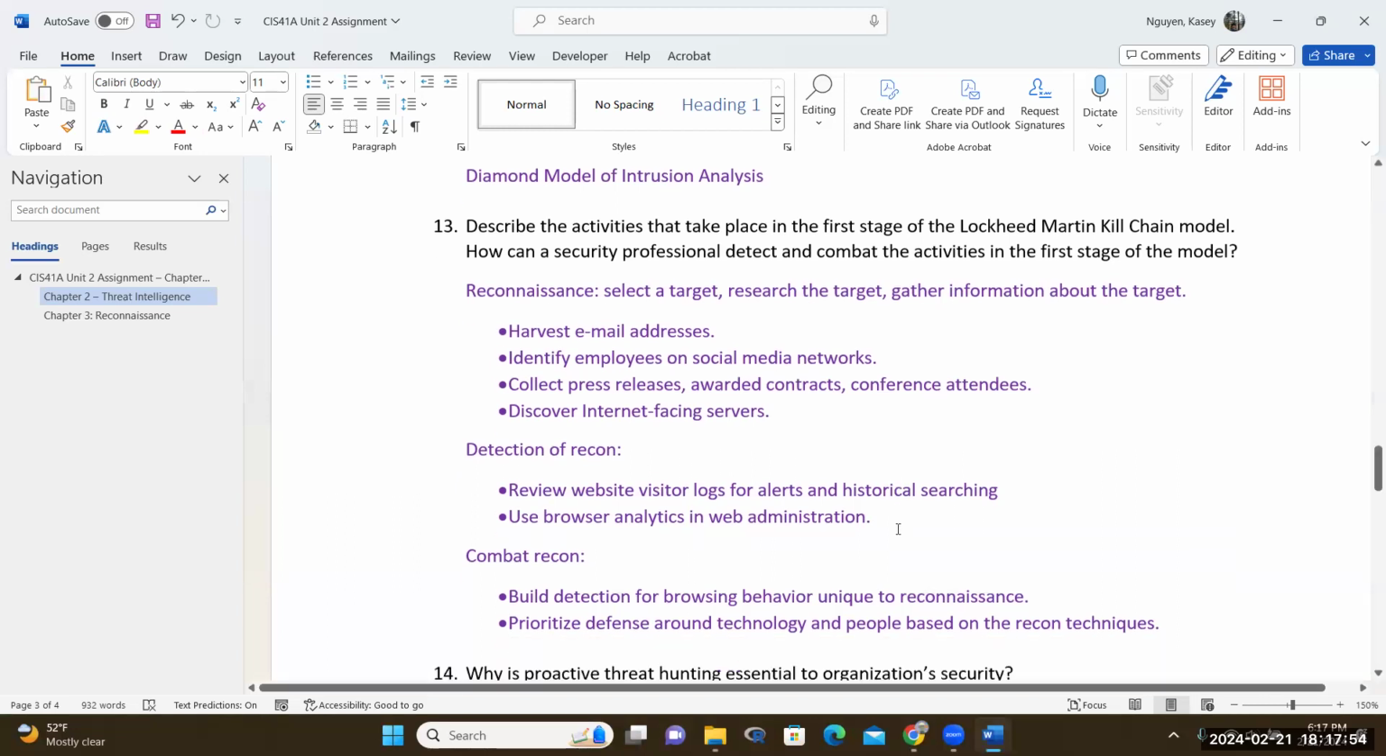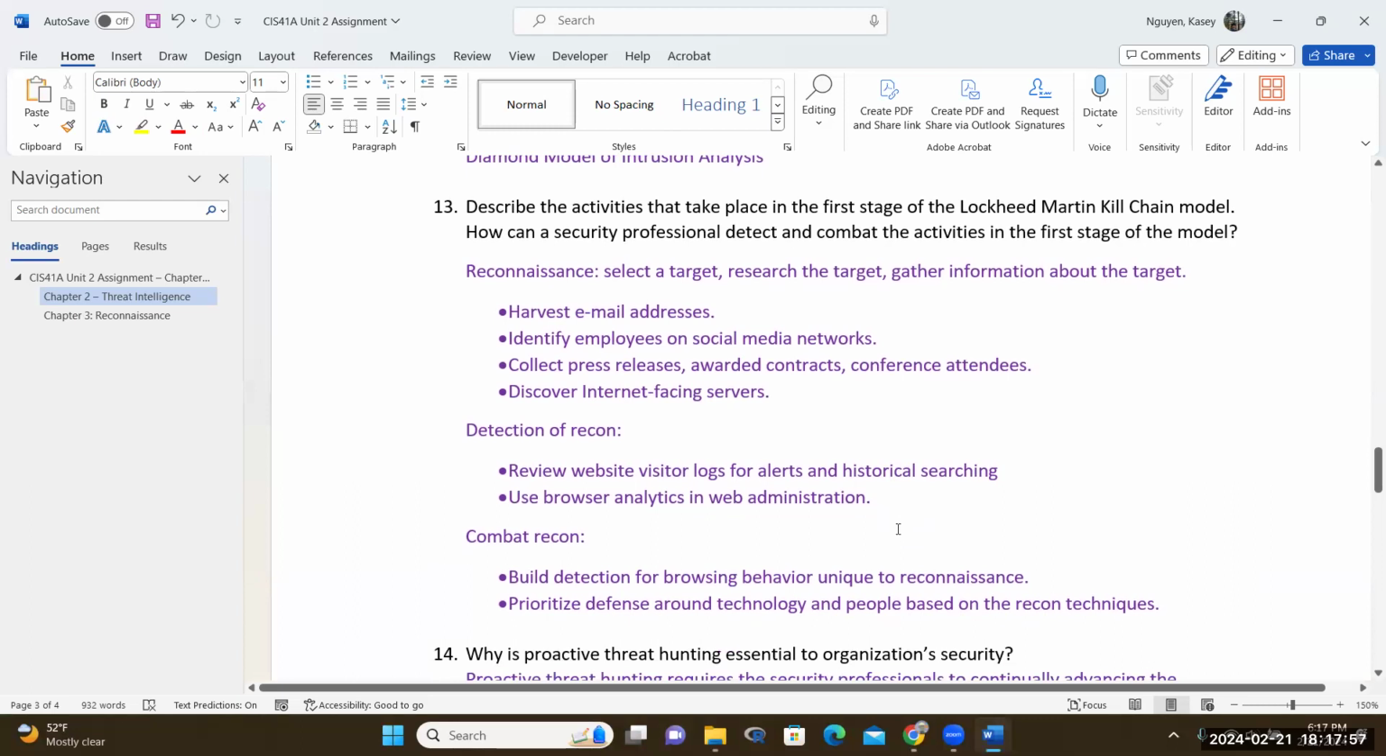And then to really combat the people who are reconning you, you would use detection for browsing and browsing behavior for recon. Because the people who are gathering information browse a little bit differently. So the behavior is different than your normal user who is just using the website. Then you would prioritize your defense around specific technology and people for a certain technique.